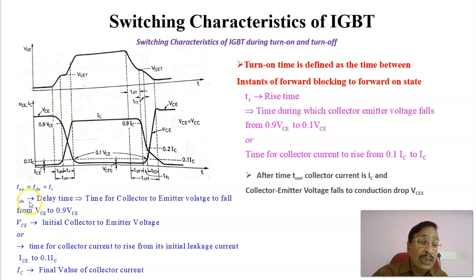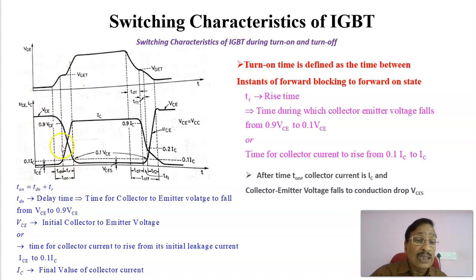Let us see what that is. Delay time, TDN, is the time for the collector to emitter voltage to fall from VCE to 0.9 times VCE. Once we apply the switching signal at this instant, the VCE changes from this point, the collector to emitter voltage when the switch is off, to 0.9 times VCE. This time is called the delay time.